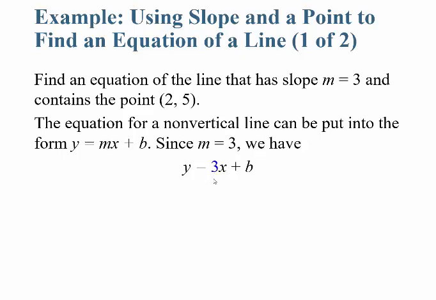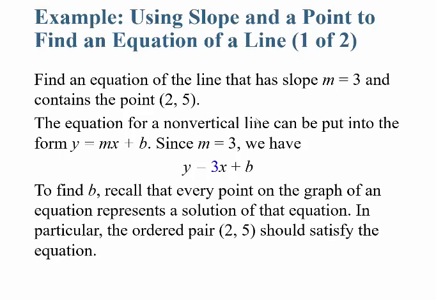So this is what we have: y is equal to 3x plus b. All I need to do now is find b. I need to somehow find the y-intercept. Well, this is the point 2 comma 5, and that's not the y-intercept. The y-intercept would be something like 0 comma something.